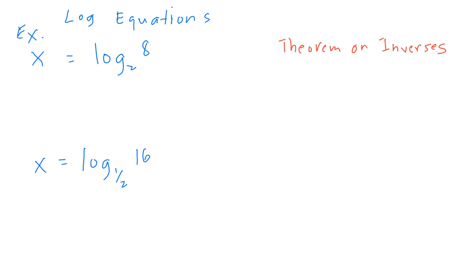Now the theorem on inverses: it's like a raised to the power of log with base a of x. Here we cancel out the base a and log with base a, so that will be equal to x. So that's the first one. This is for x greater than 0.